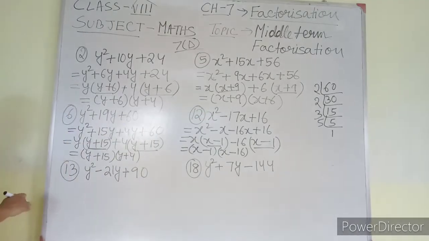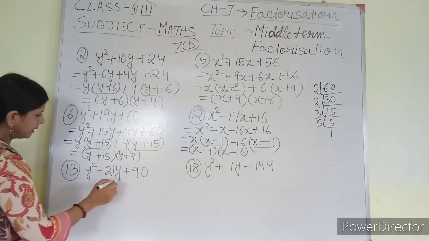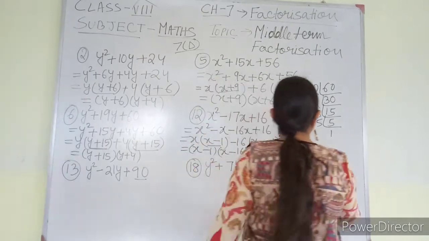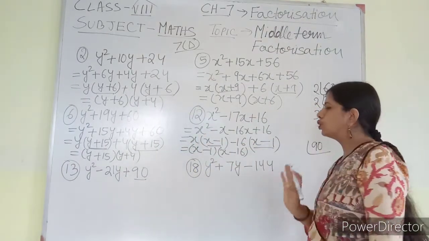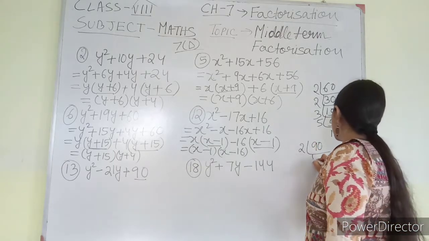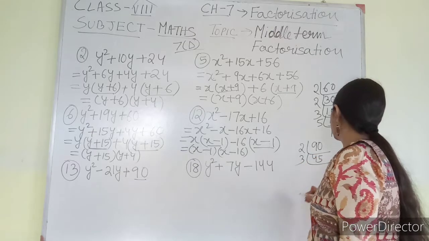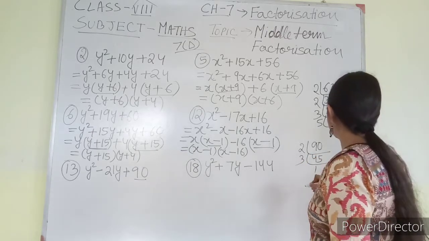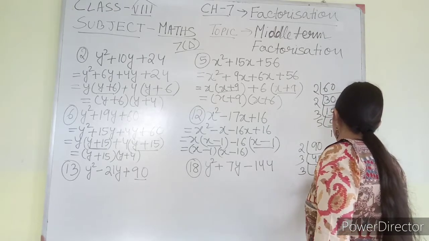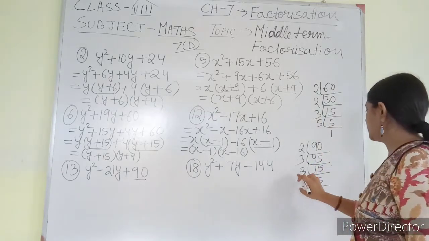Now come to question number 13. What is the question? In question number 13, 90 I have to divide into two terms. So let me write down here. I can do it directly, but then also I am showing it for you. So if I divide it by 2, I will get 45. Now divide it by 3. 3 fives are 15. Now again by 3. 3 fives are 15. Now the numbers are 2, 3, 3 and 5.